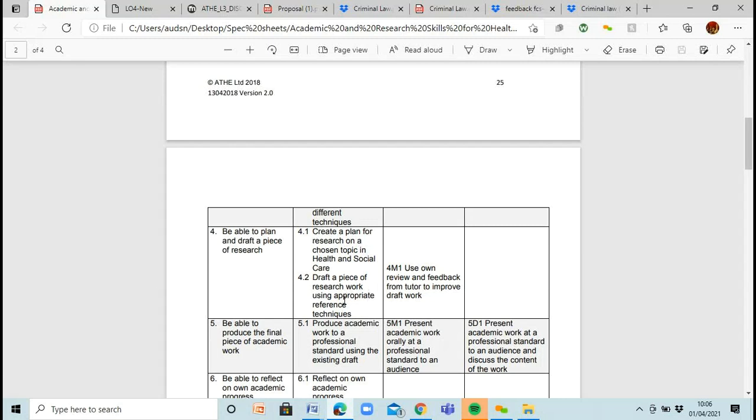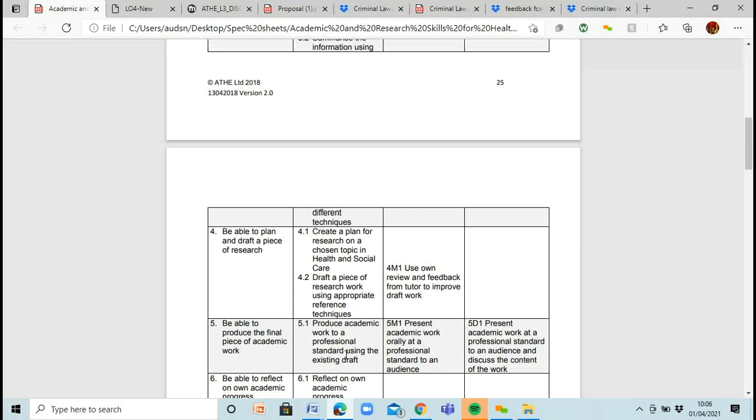4.2 is you actually making the research, so presenting it in there. And then these two will actually help you answer AC 5.1, because you'll use the same piece of work and you'll make it into a professional standard. So they do sort of sway onto each other.